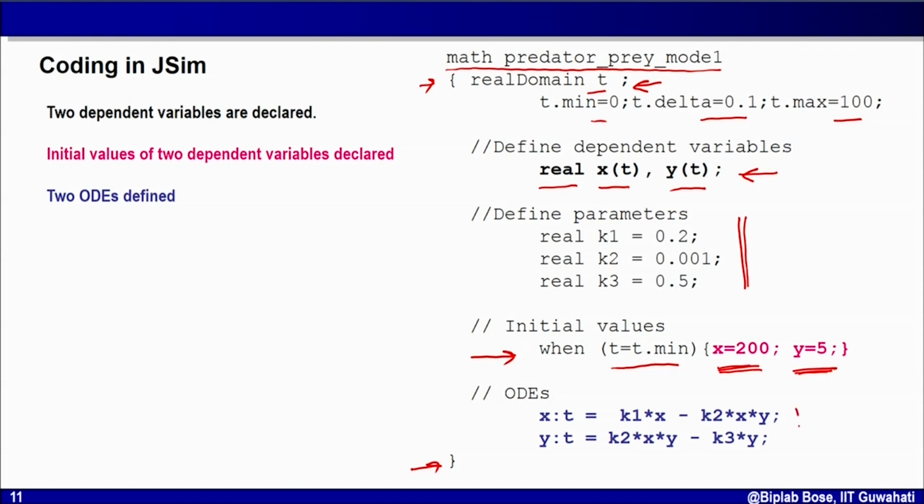Now I am left with defining the ODEs. So I have to define 2 ODEs, one for dx dt, one for dy dt. So x:t, that is the dx dt, and you have the components here, k1 into x minus k2 into x into y. Second ODE is dy dt, that is written as y:t, and then k2 x into y and minus k3 into y. That's all. We have defined 2 variables, 2 ODEs, and we are ready to simulate it. Let's see how it works.